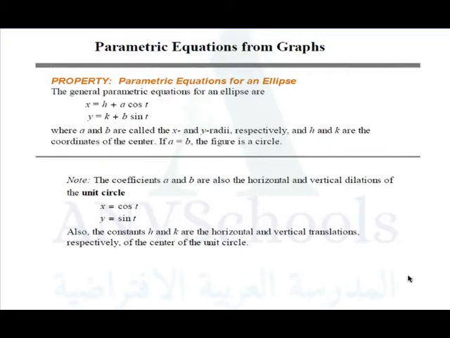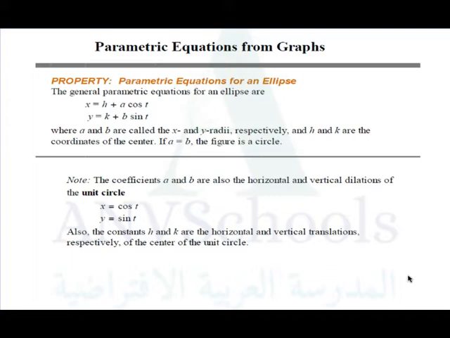So these are the parametric equations from graphs. The property for parametric equations for an ellipse: the general parametric equations for an ellipse are x is equal to h plus a cosine t, y is equal to k plus b sine t, where a and b are called the x and y radii, in the proper ellipse form. This is the location of the center.